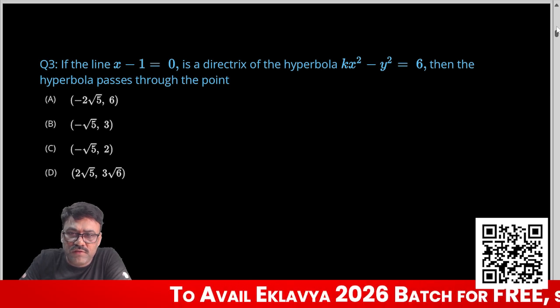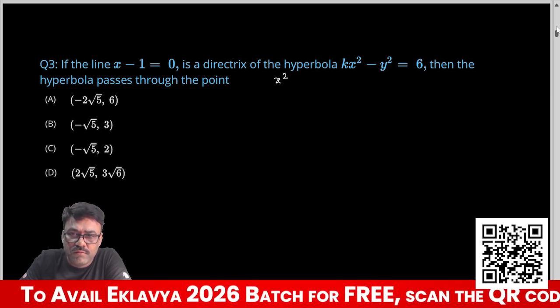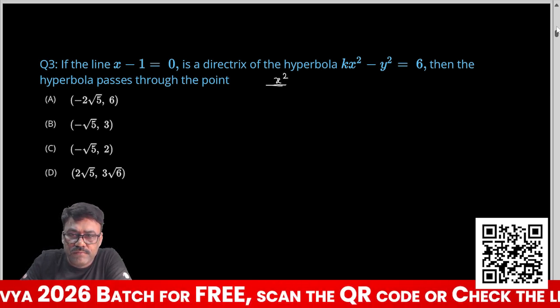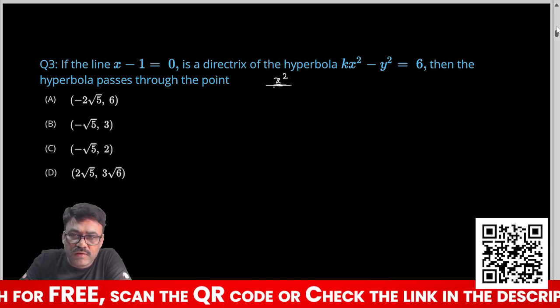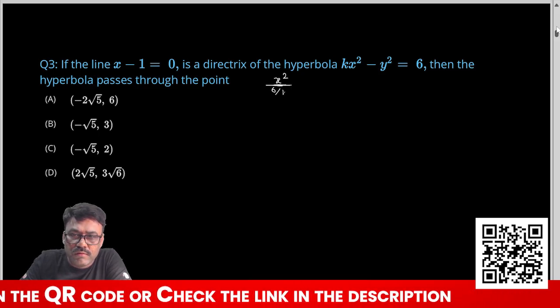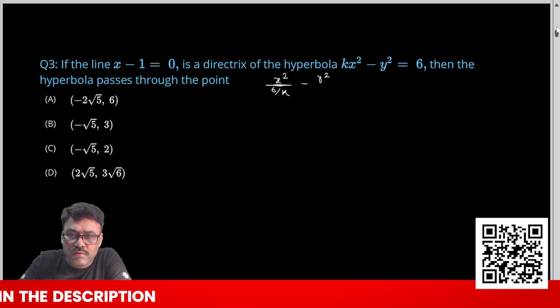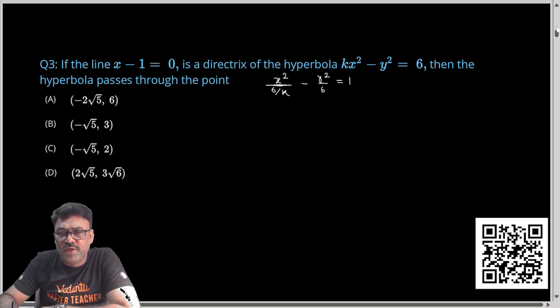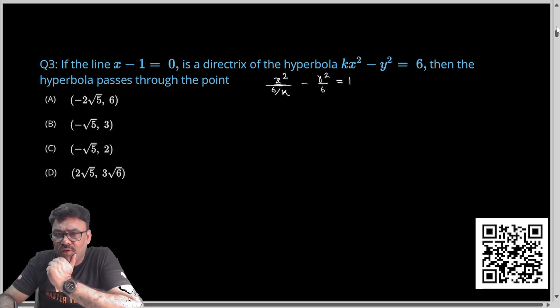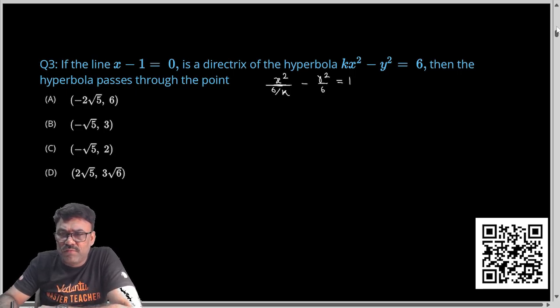So I can write it as x square divided by 6 over k, then y square divided by 6 is equal to 1. I can write the hyperbola like this. Now it is a standard hyperbola, x square over a square minus y square over b square is equal to 1. So I have to calculate its directrix. Directrix will be x is equal to a over e. a square is 6 by k, b square is 6.